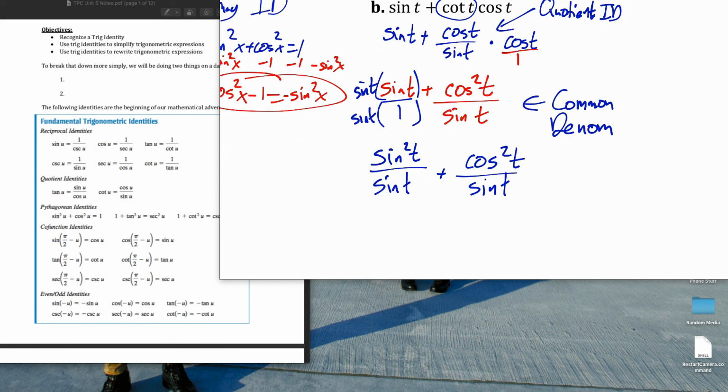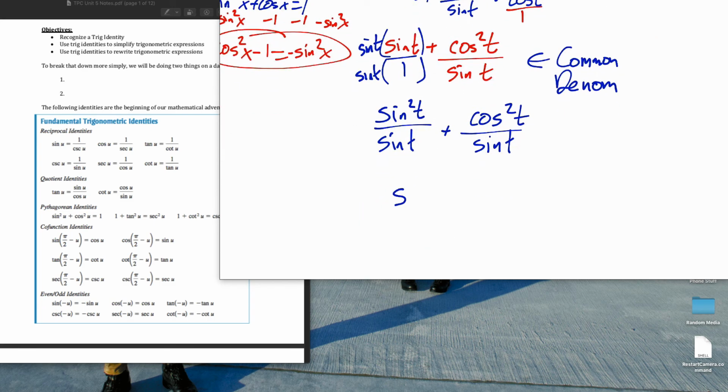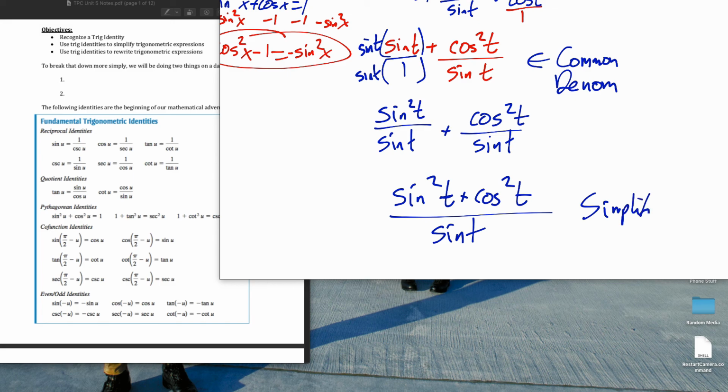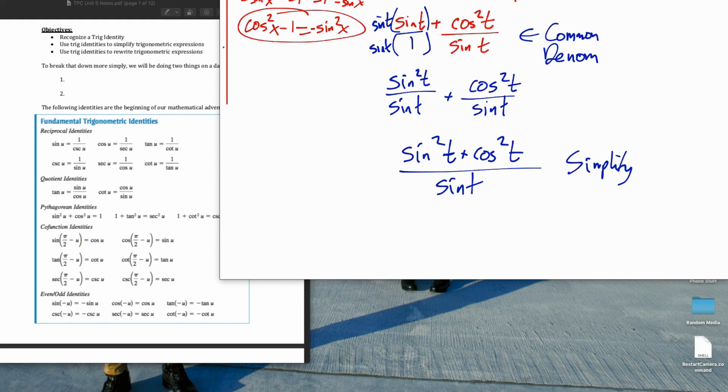But now we have two fractions with the same denominator. That means we can actually start adding them together. We get sine squared of t plus cosine squared of t, all that being divided by the sine of angle t. And that's just a simplify. We just combine two terms. Now, again, folks, that numerator, I'm hoping already starts to look familiar. Sine squared plus cosine squared is just 1. So this ends up being 1 over the sine of t. And again, that's one of the Pythagorean identities we just used.